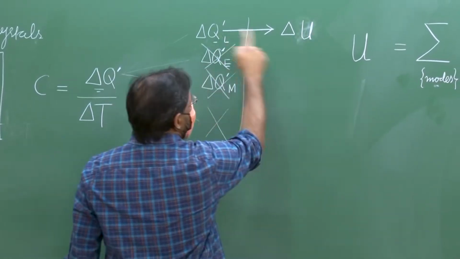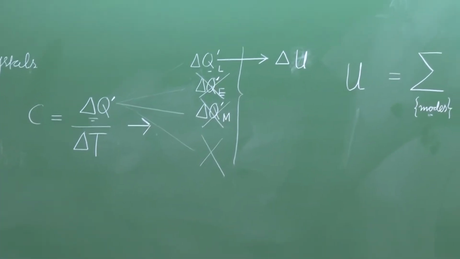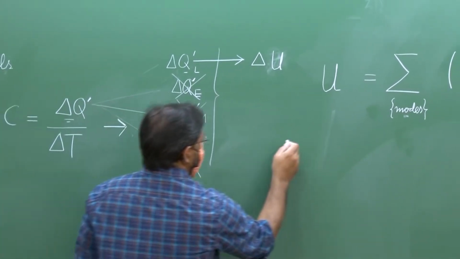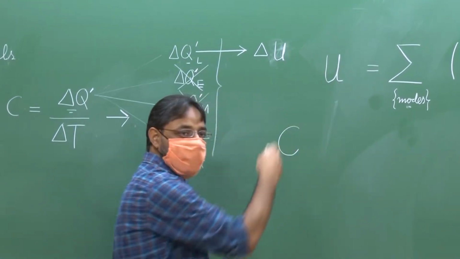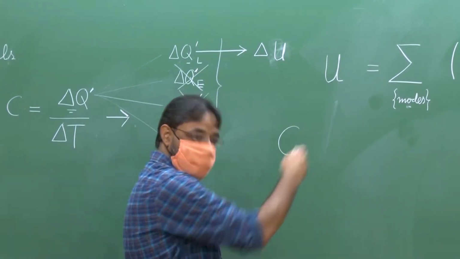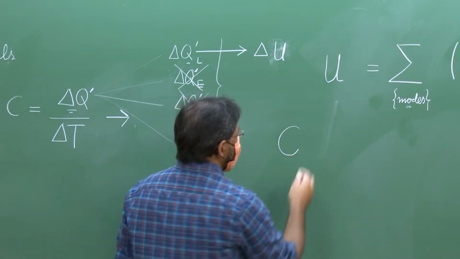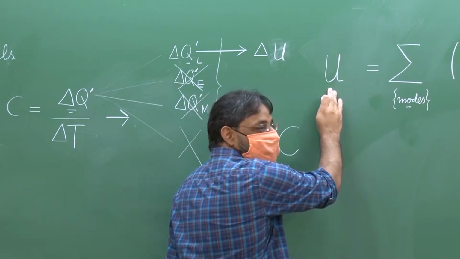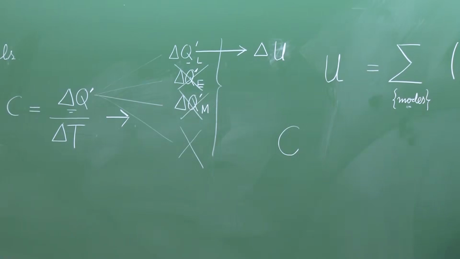The amount of heat that you are providing is getting used up in increasing the internal energy, right? So therefore, if I have to write C, specific heat, it will be delta Q by delta T, and that will be delta U by delta T, because delta Q is equal to delta U. So that means if I can differentiate this expression with respect to temperature, I have solved the problem. I got the specific heat of an insulating crystal.